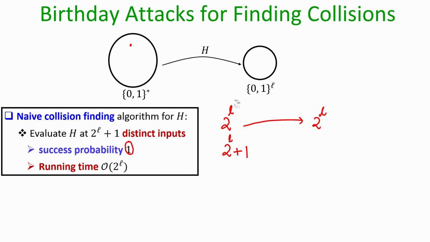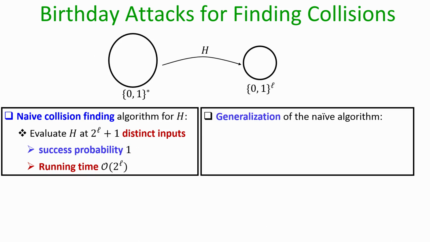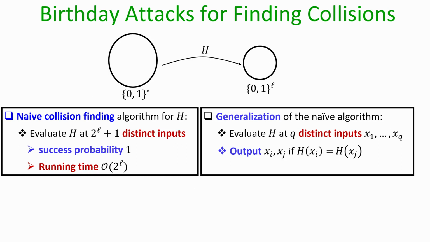It gives you a 100% success guarantee, but unfortunately the running time of this naive algorithm is of order 2 to the power L, and if little l is significantly large, then of course this naive collision finding algorithm is impractical. So, now let us see a generalization of this naive algorithm, and the generalization goes as follows.